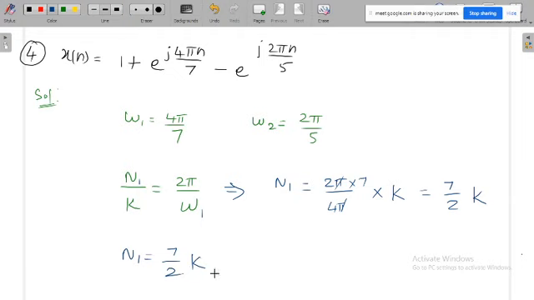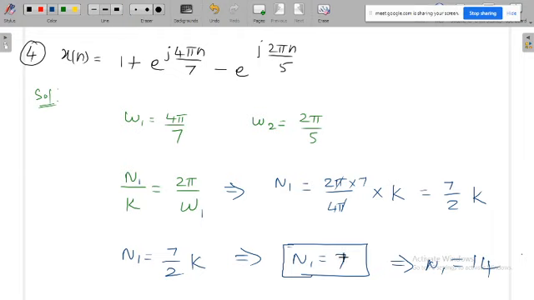What minimum integer value of k will make n1 an integer? Once you substitute k is equal to 2, n1 will be 7. That 7 is the period of the first signal. Even if you put k is equal to 4, you will also get an integer, that means n1 is equal to 14. So the period of the first signal could be 7 or 14 or 21. But out of these, which one is the fundamental period? Only 7 is the fundamental period, so we have to take 7 only.